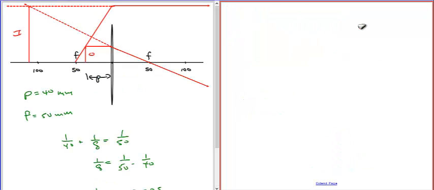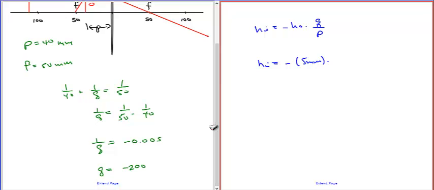Now the last example is this one. The height of the image is negative the height of the object times Q over P. So we have negative, let's say it's 5 millimeters again, same object, times Q, which is negative 200, divided by P, which is 40. So the negatives cancel out, and you get 200 times 5 divided by 40. It's 25 millimeters.